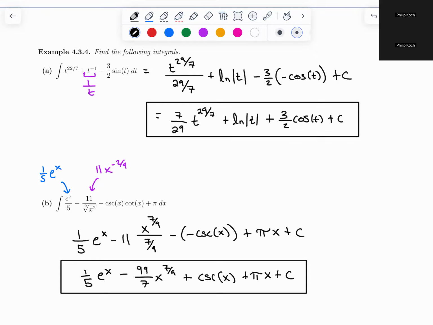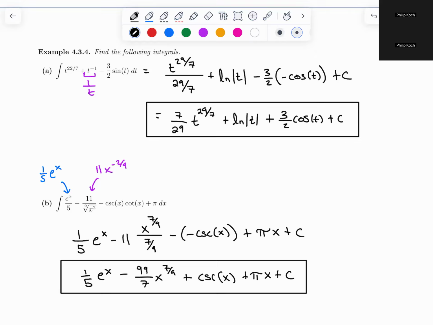Next one, e to the x divided by 5 is really just 1/5 e to the x. Just like with differentiation, remember, don't bother doing the quotient rule in that type of situation. You can just treat that as a constant. Dividing by 5 is the same thing as multiplying by 1/5. And then the 11 over x squared to the ninth root, that's 11x to the negative 2 ninths. And pi is just a constant, so the antiderivative of pi is pi x. And we get our answer. Are there any questions on those two?